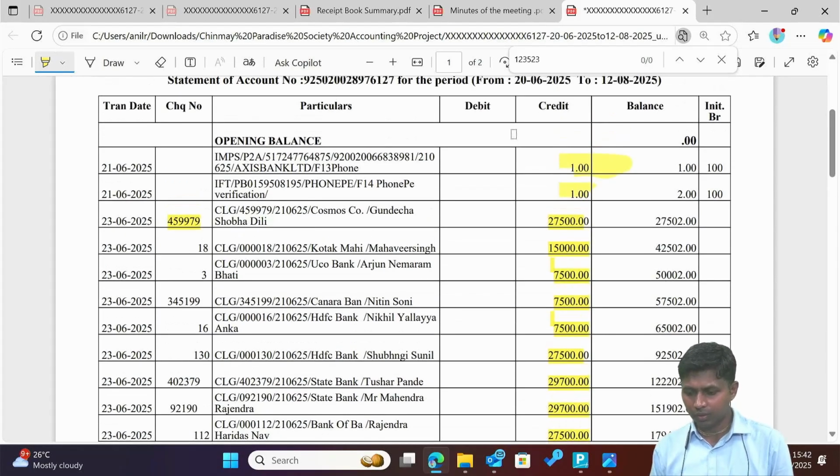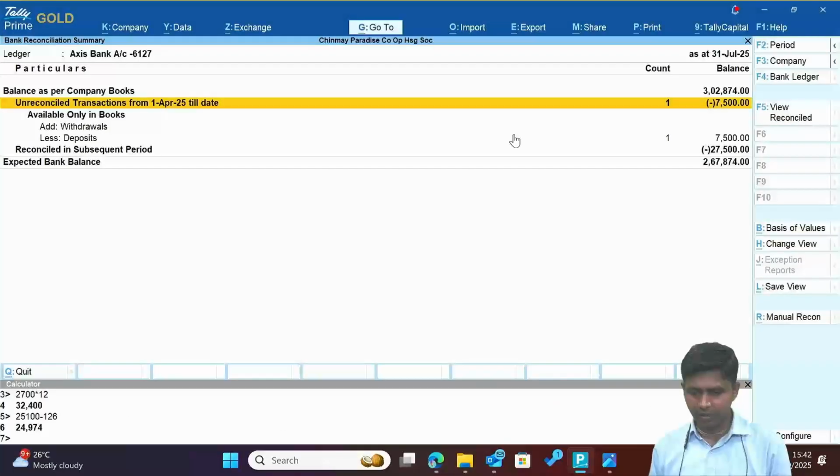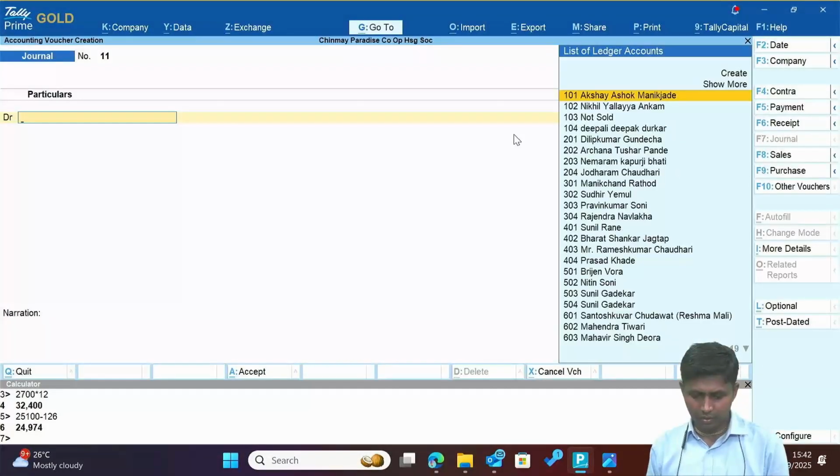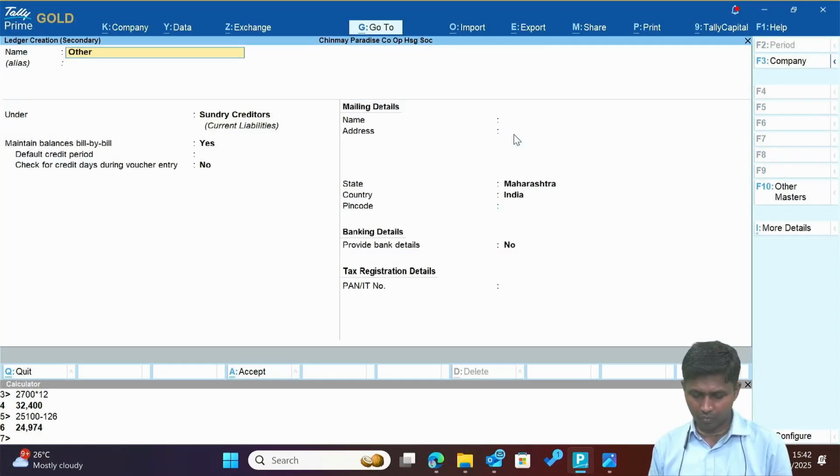The first two amounts are just for checking the PhonePe verification. They have given 2 rupees to us. Correct. In other income we can write this, or in discount also, as miscellaneous income. Now in vouchers, press F6 for receipt and select other income.